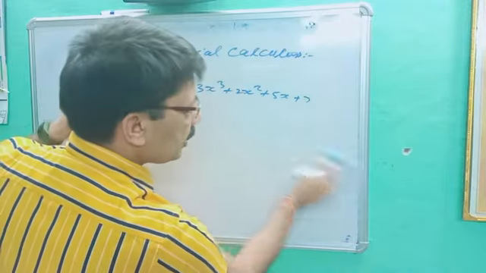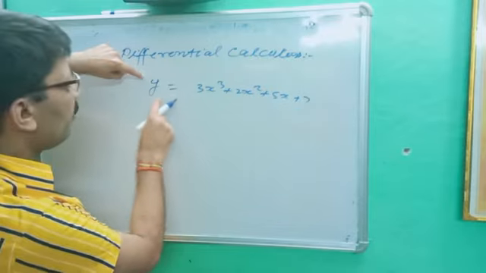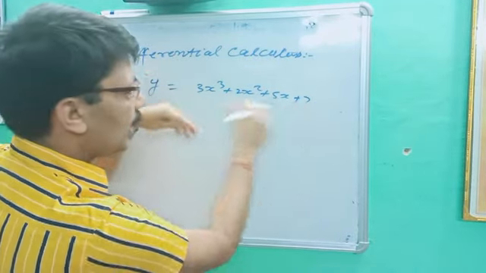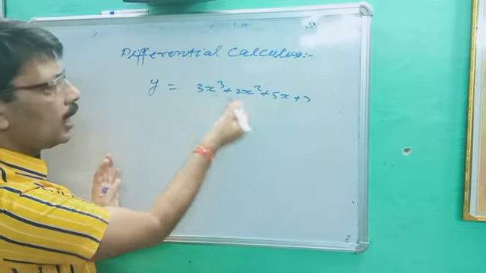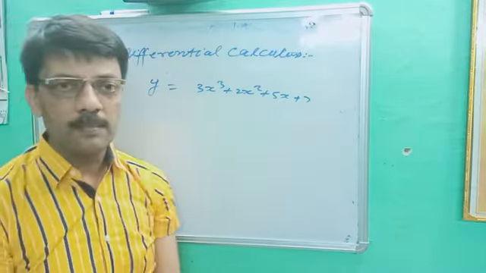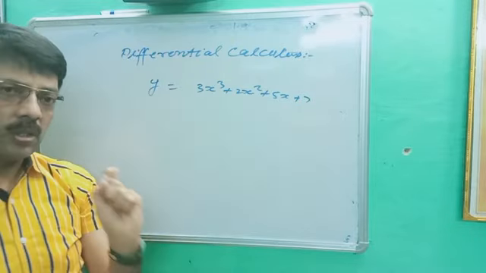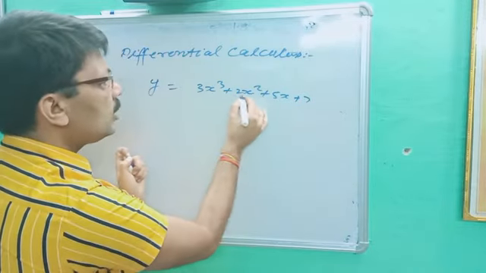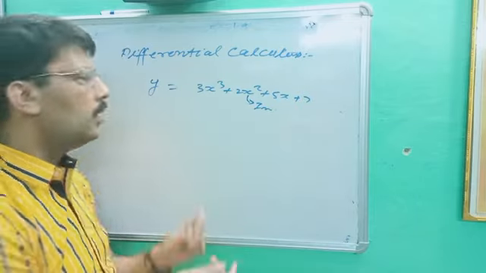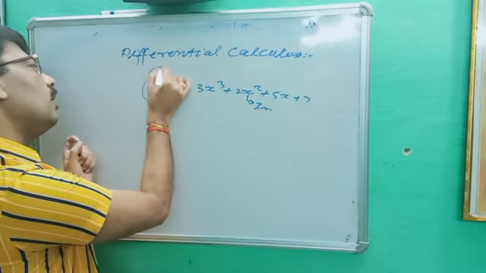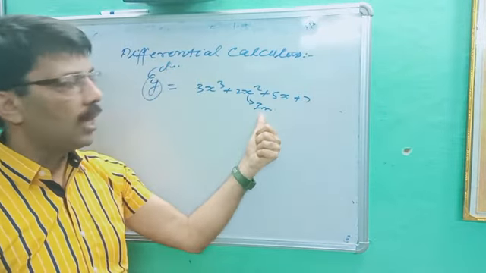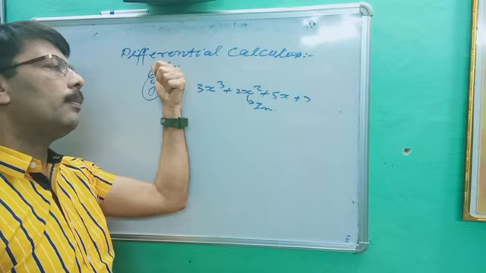So let's suppose y is written in the form y is equal to 3x cube plus 2x square plus 5x plus 7, or it is written as a, b, c. We can see that x and y are both variables. X is called the independent variable, while y is called the dependent variable. So there are two types of variable: independent variable and dependent variable.